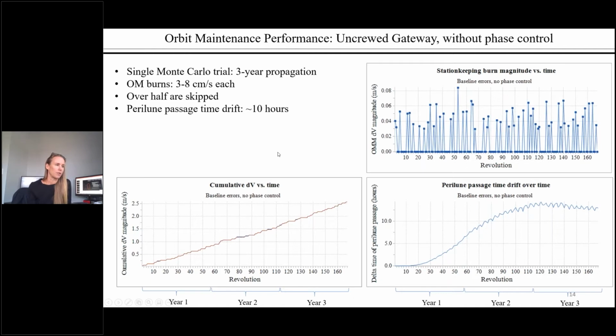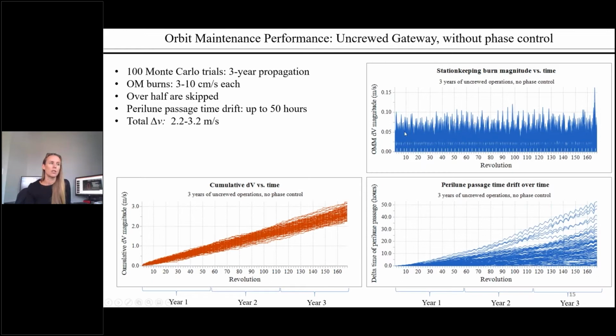If we look at 100 trials of the same 3-year propagation, we can see that our burns remain, again, between about 3 and 10 centimeters per second. And the costs are just under 1 meter per second annually. This is 3 years. But our paraloon passage time drift is getting rather large. For some of these worst cases, we're over 50 hours off of our reference paraloon passage time. And so at this point, you're not in the same phase as your reference. And so there's no guarantee that you're going to avoid your long eclipses from the Earth's shadow.